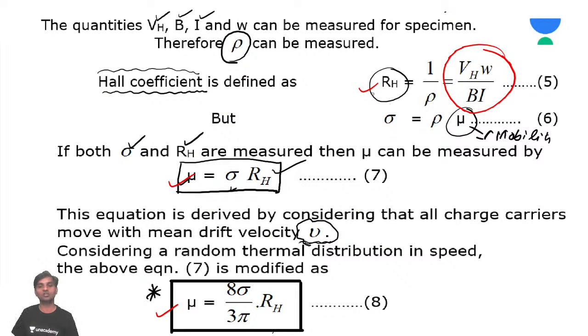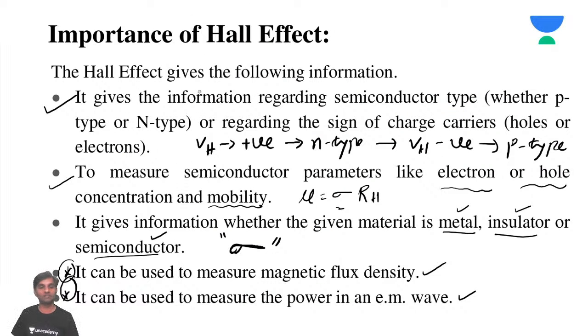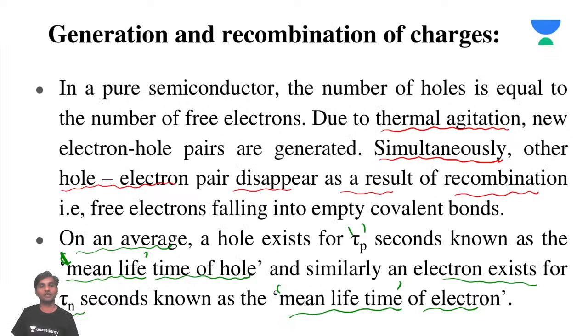And this is the Hall coefficient RH, which is 1 by rho, equal to VH into W by BI. This is how you will measure the mobility mu by knowing the conductivity. If you know the conductivity, you can calculate the mobility. So this is how the Hall effect is important. Importance of Hall effect, that's what we discussed. I need not mention it again.